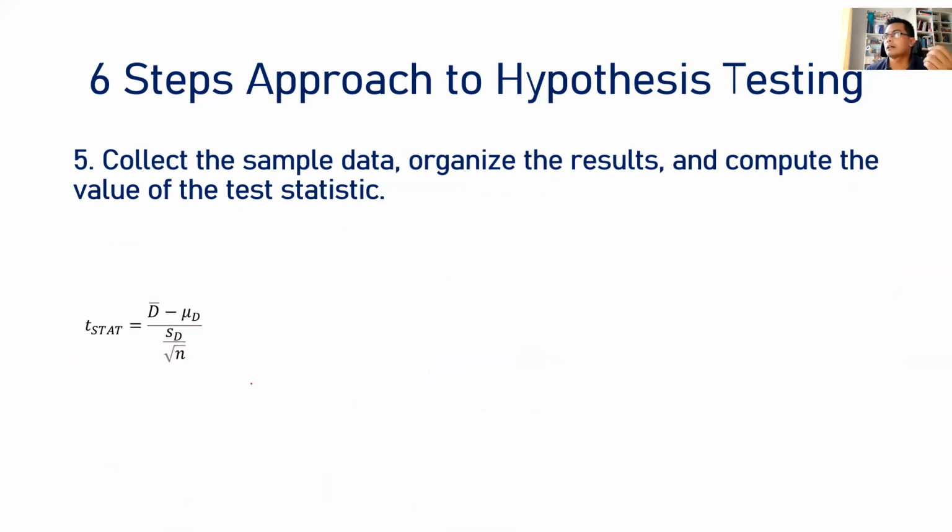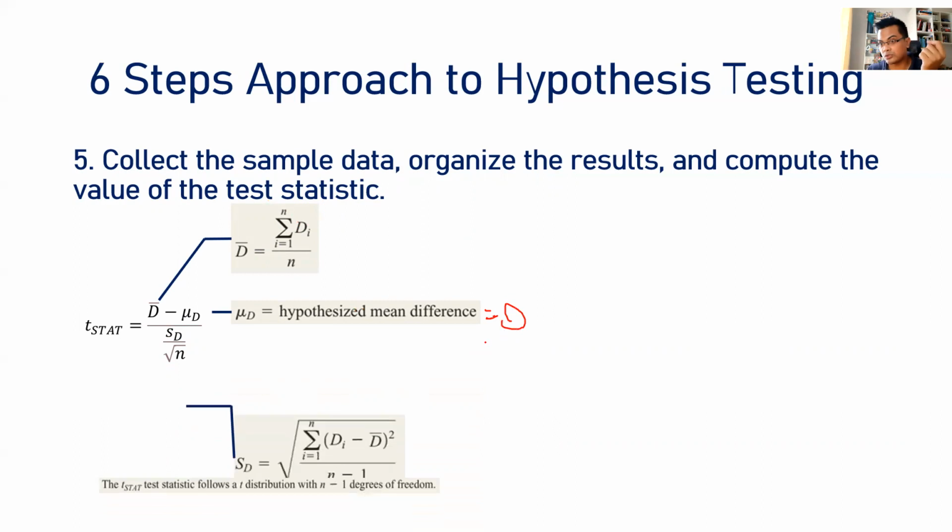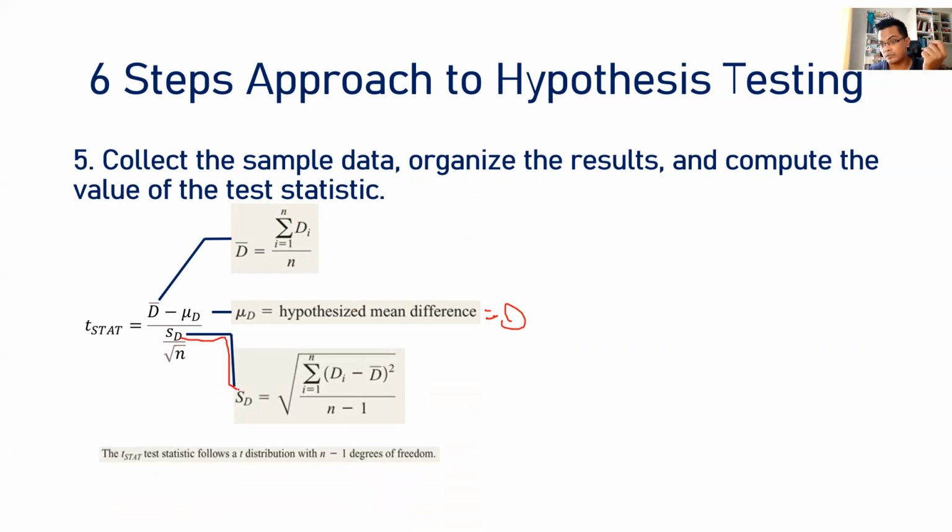Okay, we have this formula to determine the test statistic. The t-stat is a function of d bar, which is the average value of the difference between two populations, and then the hypothesized mean difference, where we hypothesize that mu d equals 0. It is also a function of the standard deviation of the difference, and n is the number of pairings, which in our case is equal to 15.